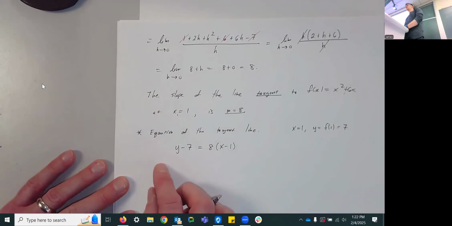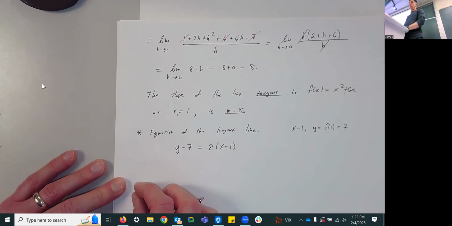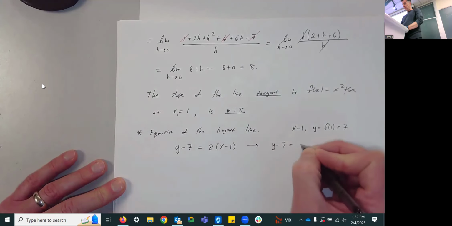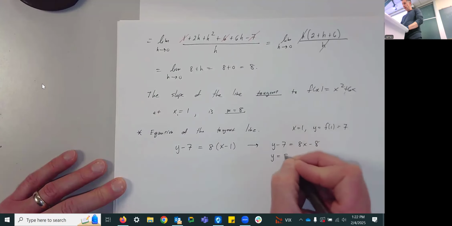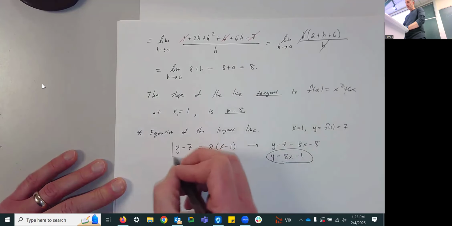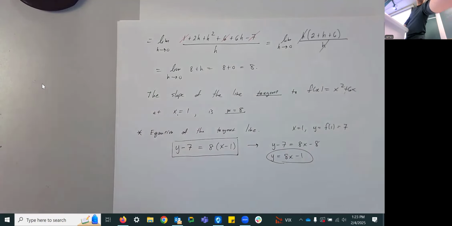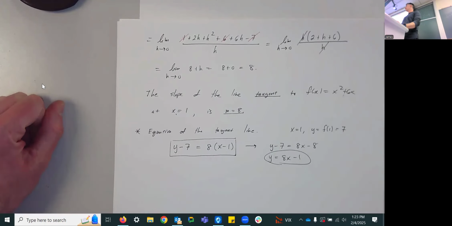I kind of like just leaving it this way, but oftentimes we're asked to write it in the y equals mx plus b form. So if we solve for y, we have y minus 7 equals 8x minus 8, and then adding 7, we get y equal to 8x minus 1. So either of these should be fine unless someone specifies how you have to write your answer. Okay. What if I said I then wanted to find the slope of the line tangent at x equals 2?